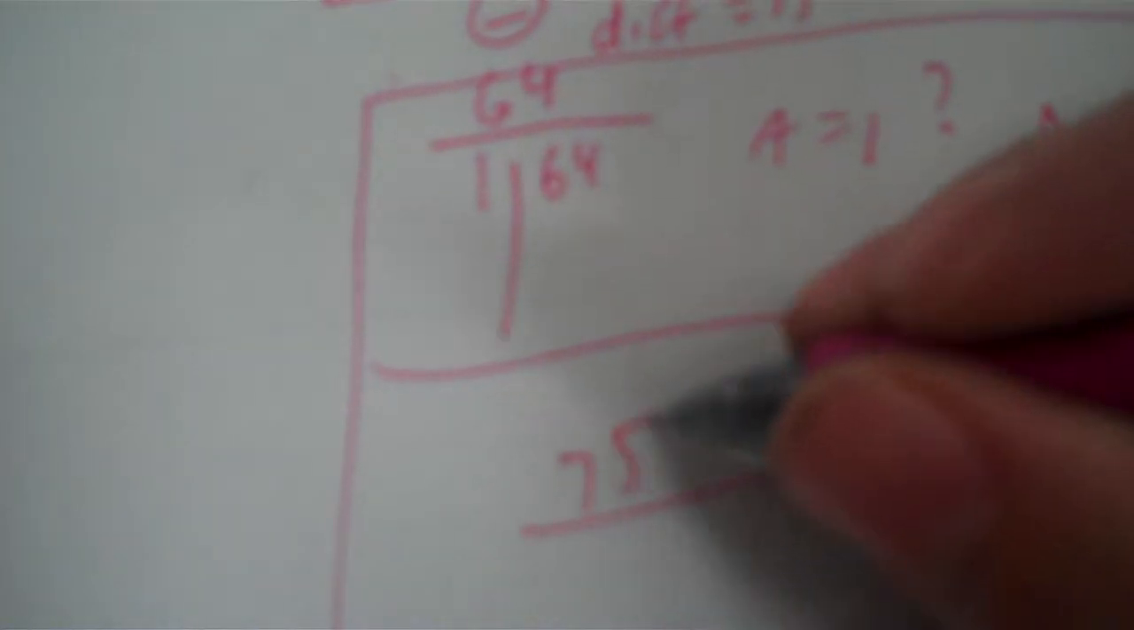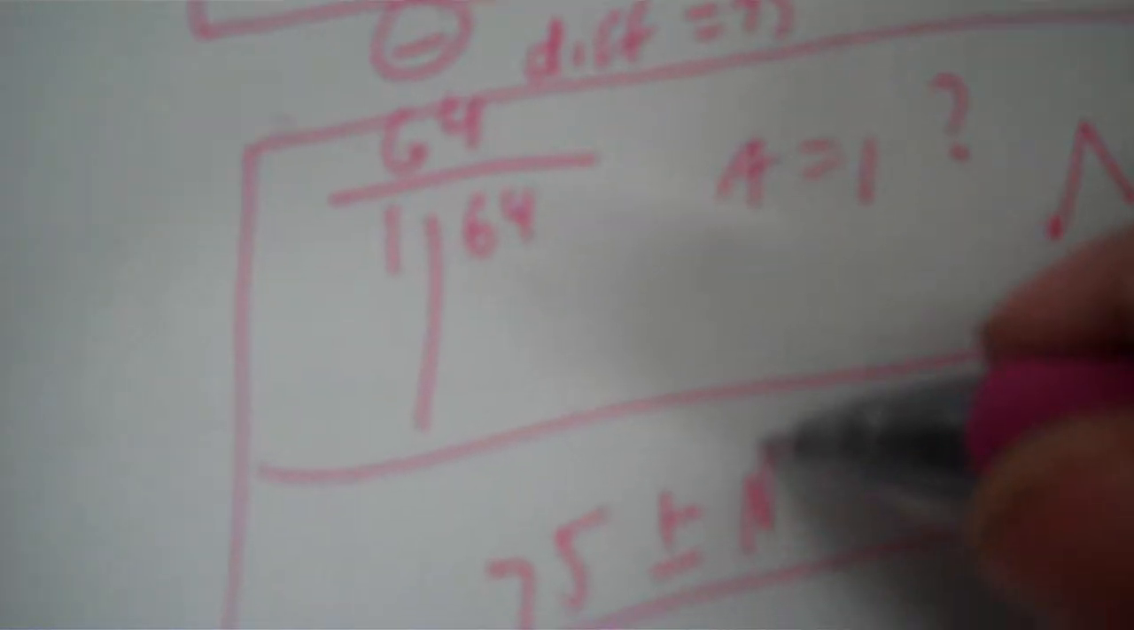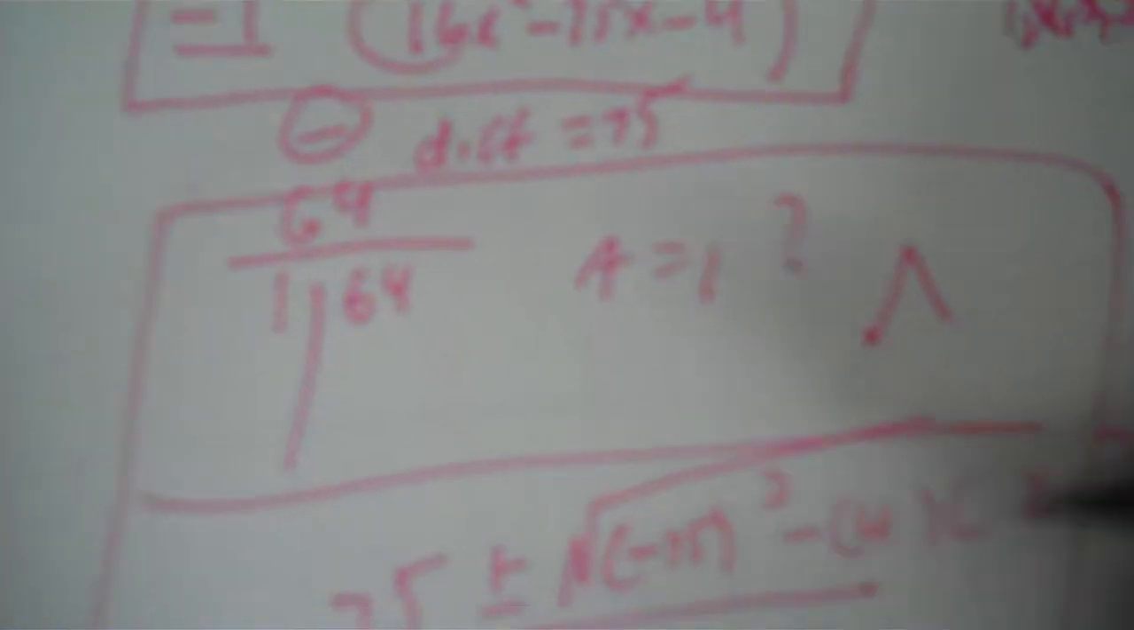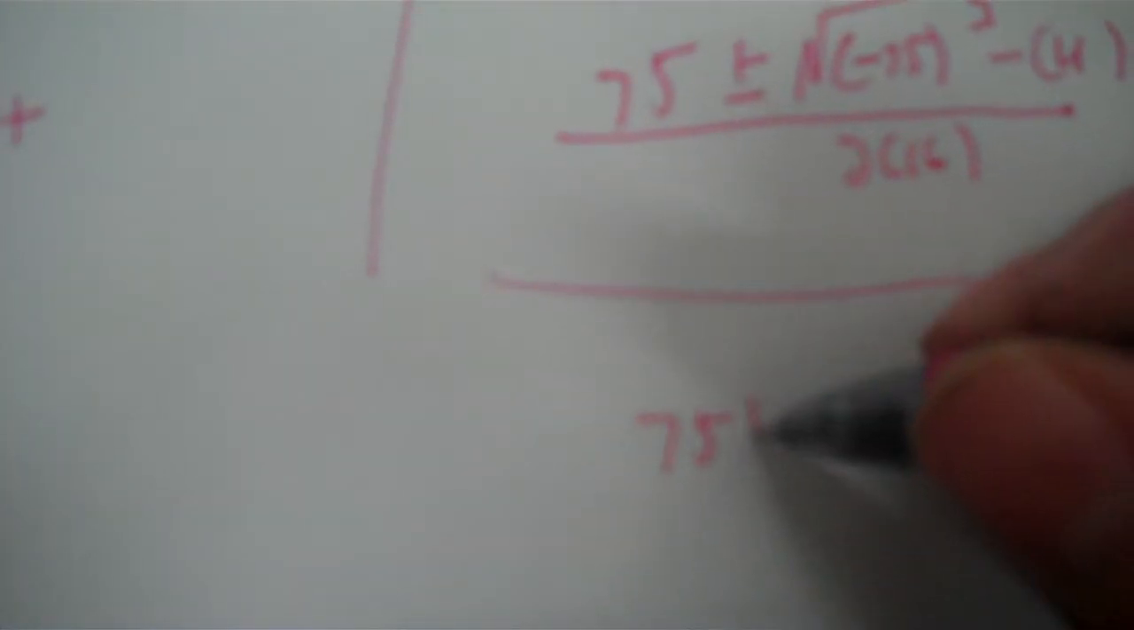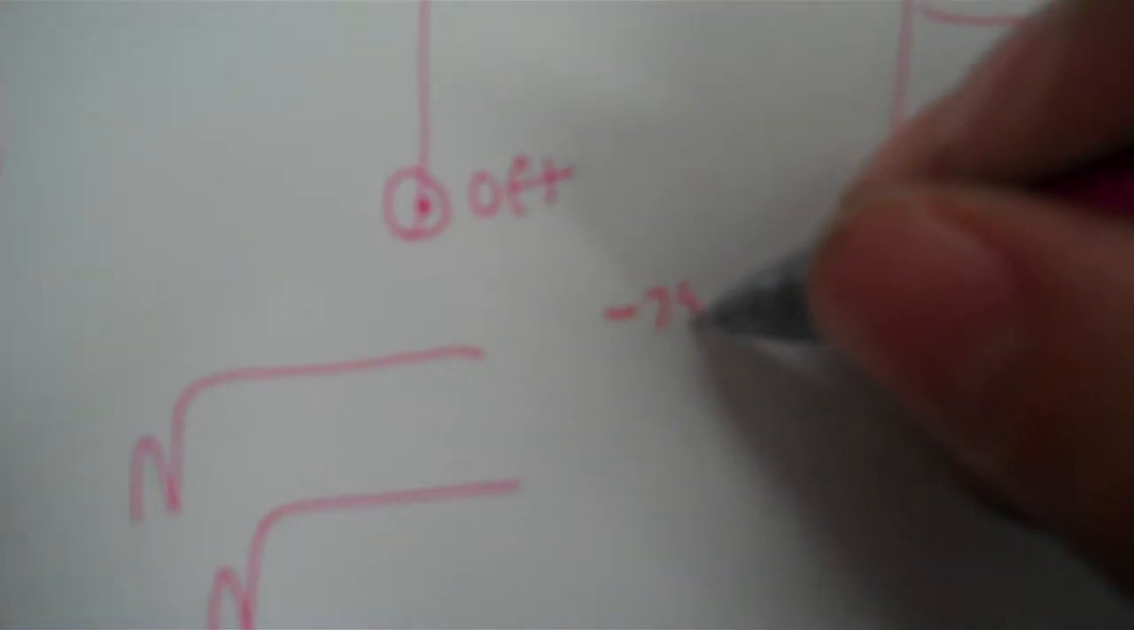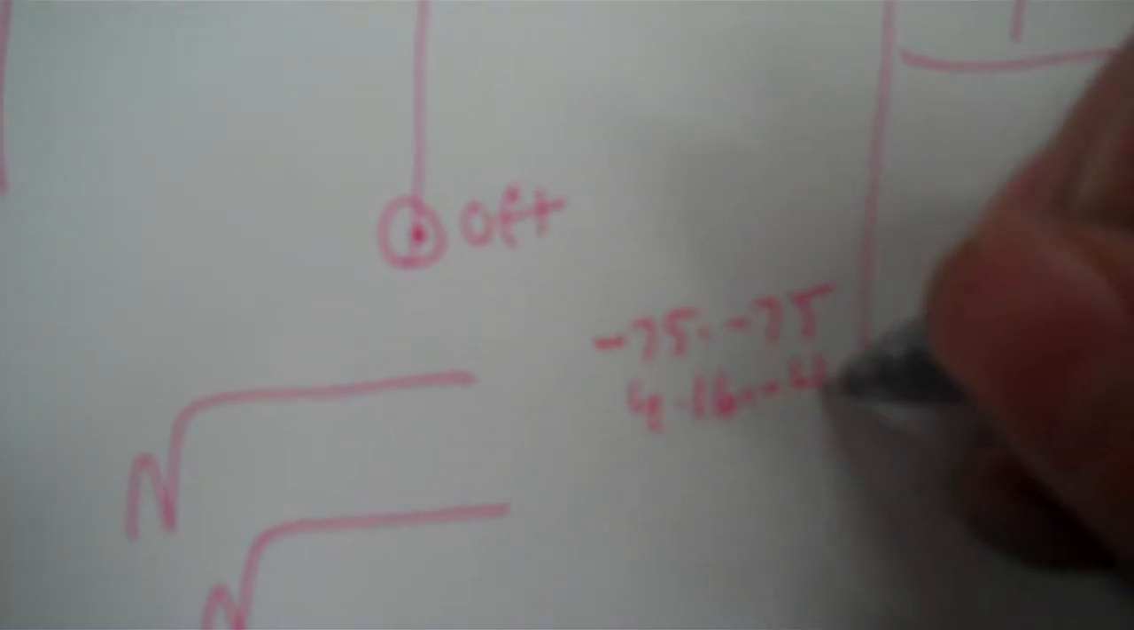Opposite of b, plus or minus the square root. So negative 75, and then b squared minus 4, a is positive 16, remember we're going from here, negative 4, and then 2 times 16, okay. So I've got 75 plus or minus, and then that's 32. Now I got to figure out the square root. Okay, so negative 75 times negative 75, and then 4 times 16 times negative 4.